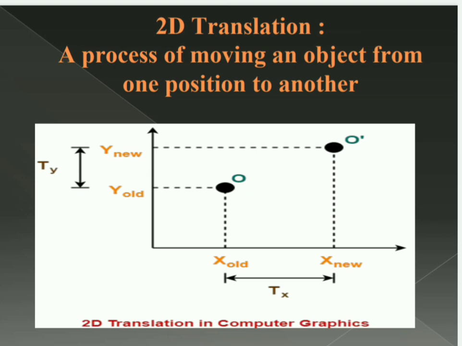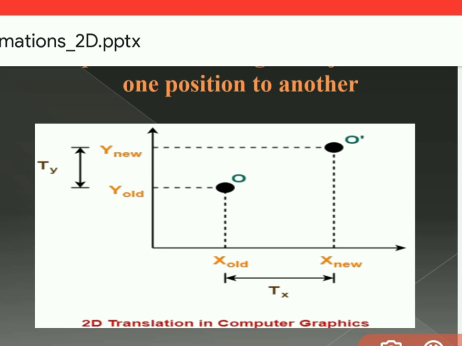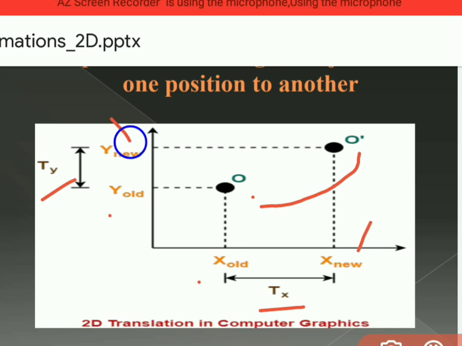The first technique is 2D translation. Translation is a process of moving the object from one position to another position. Let us consider this diagram. In this diagram, the object O has the coordinates x old and y old. Now I am going to add the translating vectors tx and ty. After adding these translating vectors, the object O moves from this position to the new position O dash. O dash has the coordinates x new and y new.